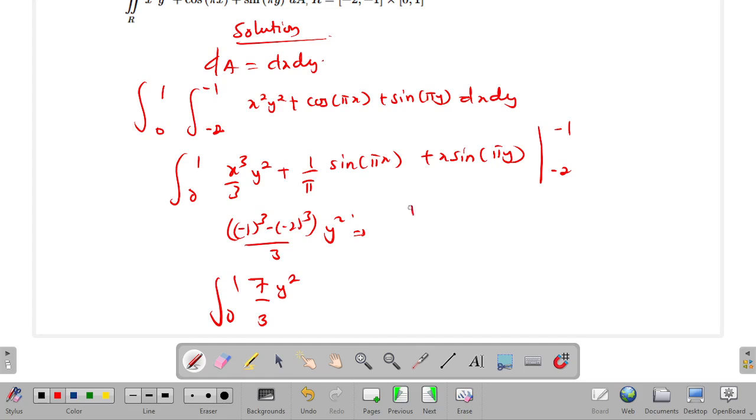Then when I come here, I'll have 1 over π, then sine of the expression πx. So negative 1 minus negative 2, I get plus 1, which becomes sine π, and you know sine π becomes 0. So everything here becomes 0. We leave it. Then we get our plus sine of the expression πy, where there is x. When I put negative 1 there, negative 1 minus negative 2 gives 1. So it still becomes 1.